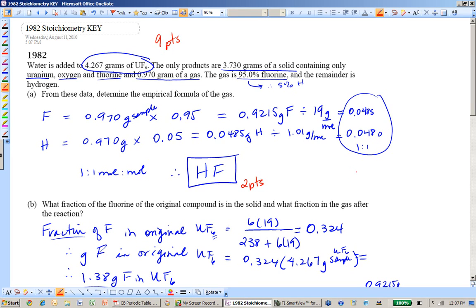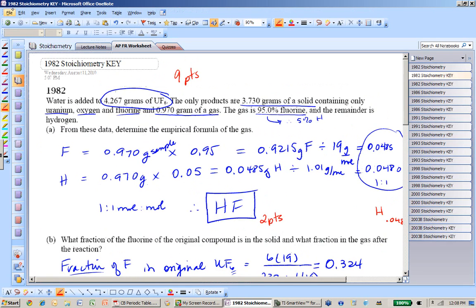We do not write H 0.048 F 0.0485. We simplify that by dividing both by the smallest and coming out with basically a 1-to-1 ratio. Considering this was experimental data, it's never going to come out perfect, and you shouldn't expect it to come out perfect. All right, let's try another.